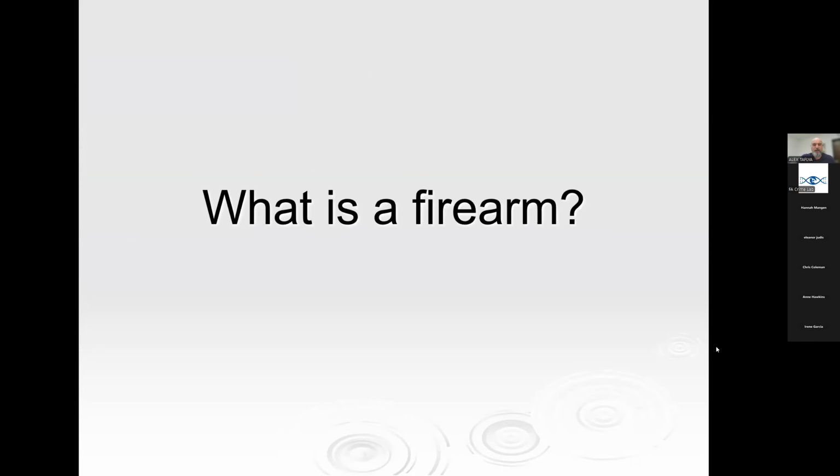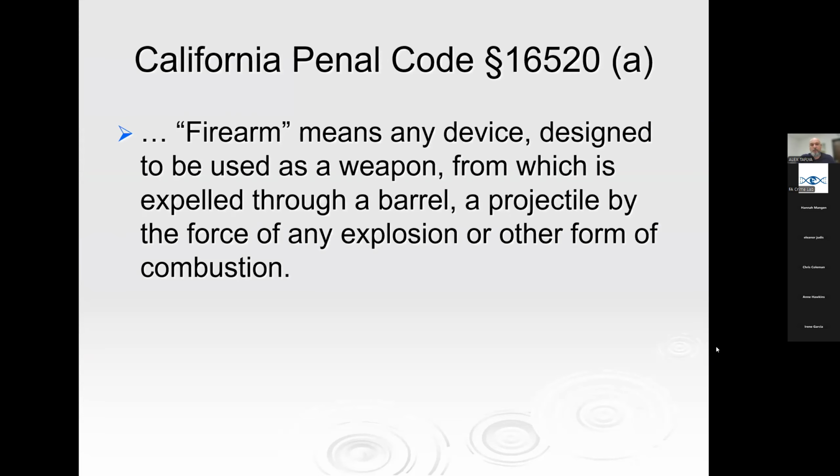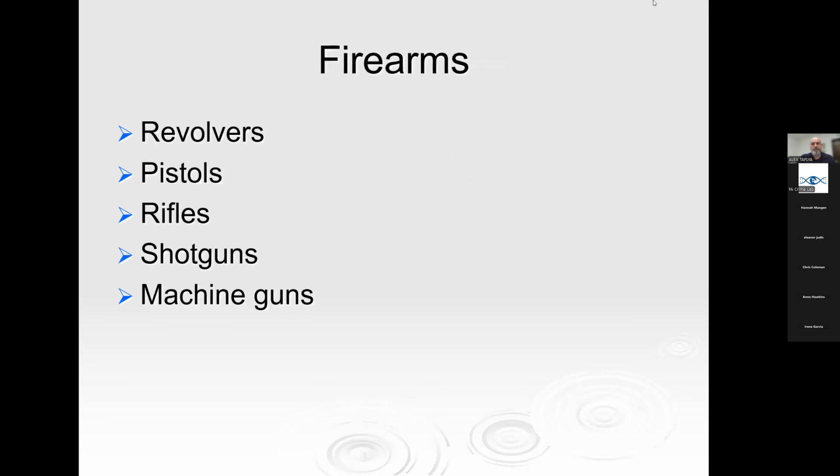So basics, what is a firearm? The California definition is that a firearm means any device designed to be used as a weapon from which is expelled through a barrel a projectile by the force of an explosion or other forms of combustion. There are other things that will project a projectile downrange, but those are not firearms. Firearms include revolvers, pistols, rifles, shotguns, and machine guns.